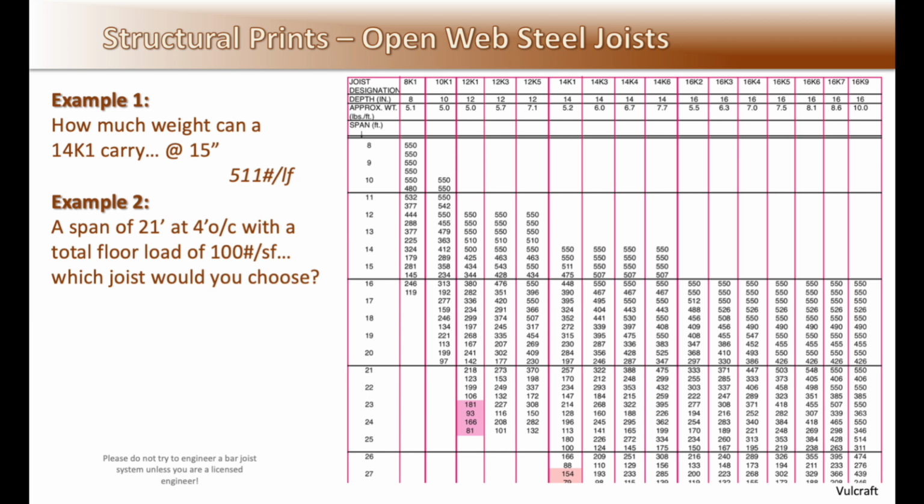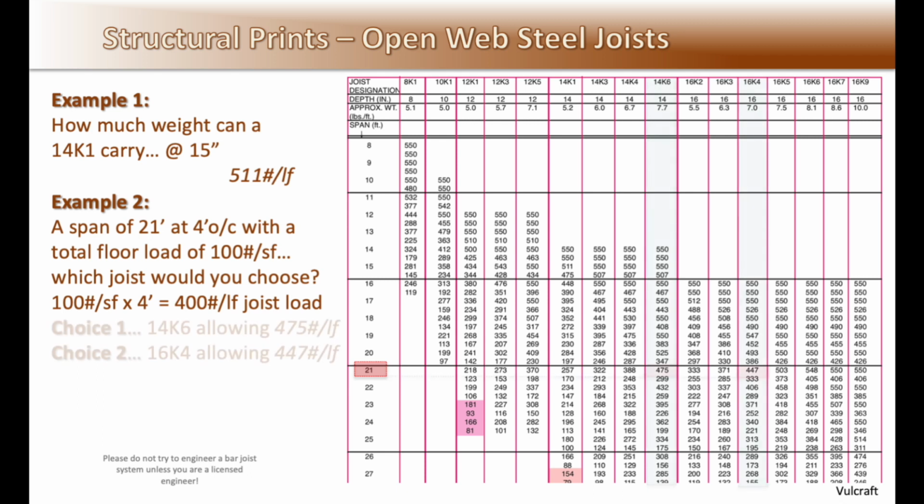Example 2. Let's say we have a span of 21 feet and the joists are set at 4 foot on center. The total load of 100 pounds per square foot, which would be 400 pounds per lineal foot, is transferred to each bar joist. The option would be a 14K6 allowing 475 pounds per lineal foot, or a 16K4 allowing 447 pounds per lineal foot. The difference being one is 14 inches deep and the other is 16 inches deep. Please note, do not try to engineer bar joist systems unless you are a licensed engineer.